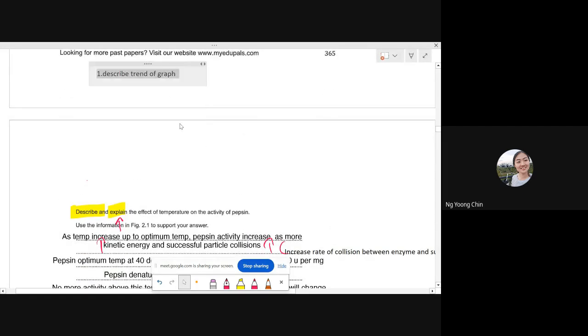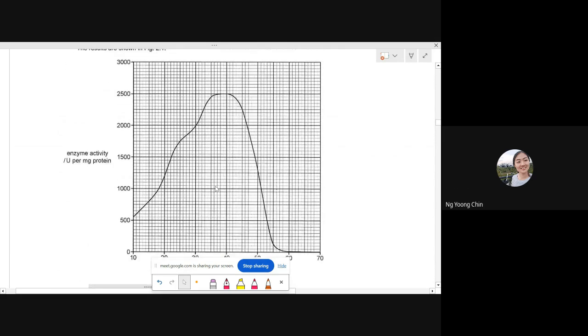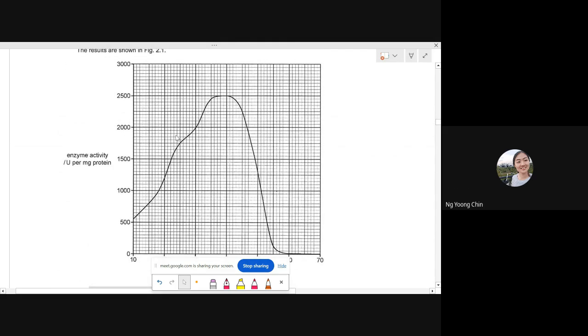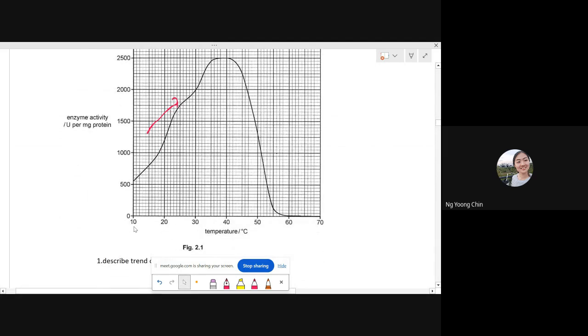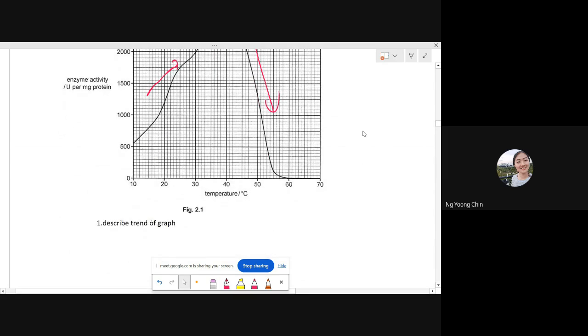It's referred to when you look at this graph, right? The trend is, you can see they are increasing, right? Increasing from 10 degrees Celsius to 40 degrees Celsius until at 40 degrees Celsius, they will reach a peak. And then after that, they will decrease significantly until they become zero. So you should describe the trend. Okay, so you can allocate about 2 marks or at least 3 marks.